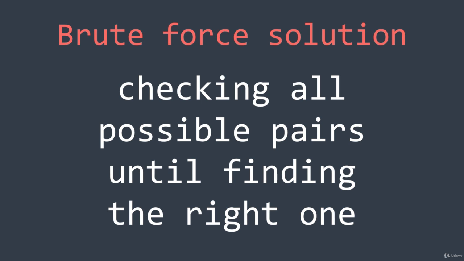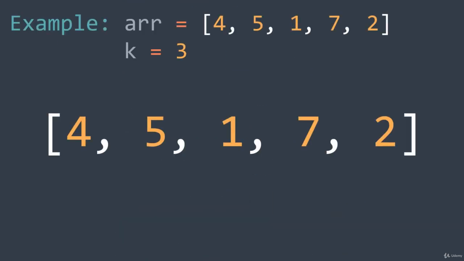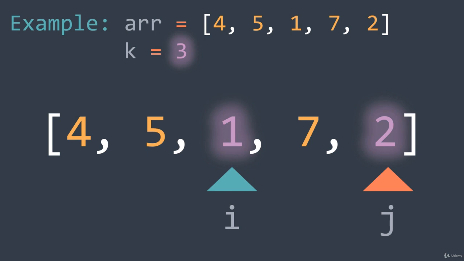For example, if we have this array of 5 elements, we check the pair of elements at indexes 0, 1, then 0, 2, then 0, 3, then 0, 4. Then i becomes 1 and we repeat. We check 1, 2, then 1, 3, then 1, 4. And we continue like this for all possible pairs, until we find a pair where r of i plus r of j is equal to k. After checking all pairs, if none sums up to k, we return false.